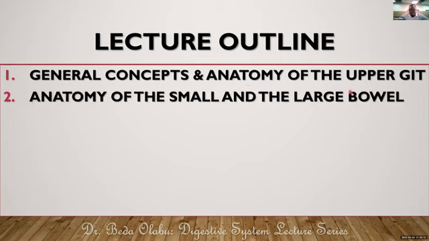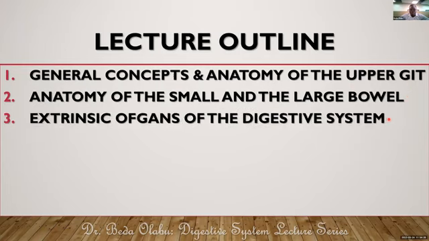Then in our next session, we look at the anatomy of the intestines, basically. So we'll focus on both the small intestine as well as the large intestine. Thereafter, we will look at anatomy of the extrinsic organs of the digestive system. This is where we look at the anatomy of the liver, the pancreas, the biliary system, and the extrinsic salivary glands.